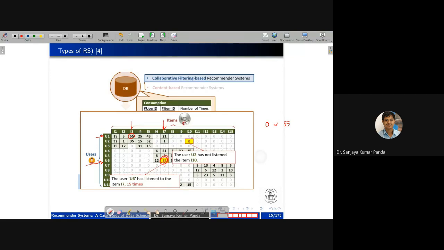right? And this 0 value indicates user 2 has not listened to the item I10, because all the music may not be listened to by a particular user. You may have listened to only a subset of the music, not all of it, right? So the rating matrix is not necessarily in the range of 1 to 5 or -1 to +1. It may be in any range. On the other hand, this is called your consumption matrix. And the consumption matrix, I told you, is a type of rating matrix only. But there we are specifying the number of times rather than the rating value.